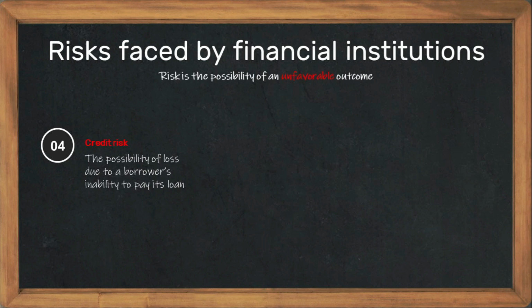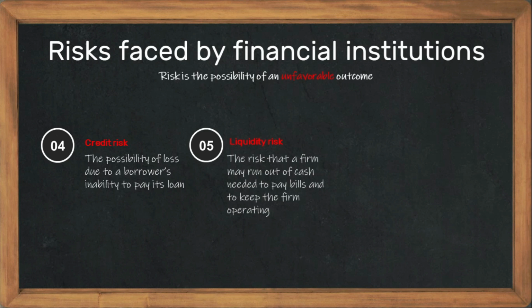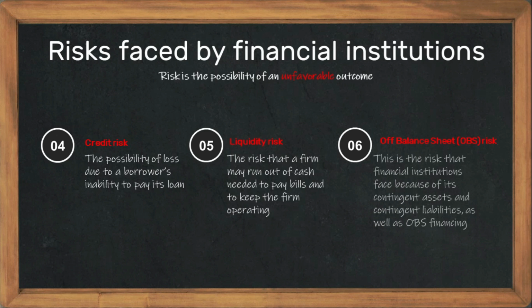And then we have liquidity risk. This is the risk that the firm may run out of cash needed to pay its bills and keep the firm operating. And then we have what we call off-balance sheet or OBS risk. This is the risk that financial institutions face because of their contingent assets and contingent liabilities, as well as OBS financing. It is called off-balance sheet because these items do not appear on the face of the balance sheet. Rather, they are disclosed in the notes.